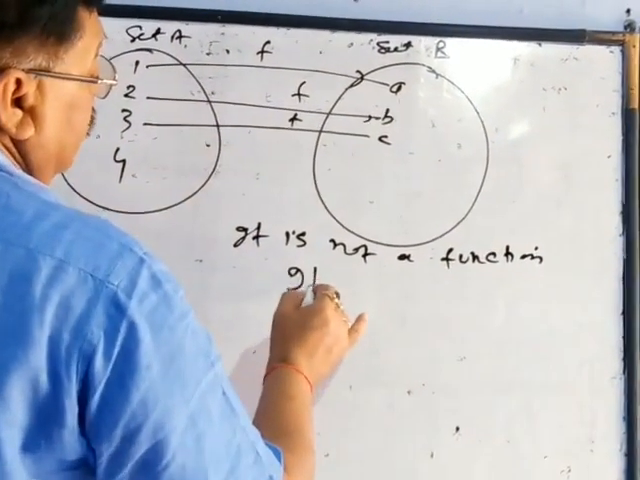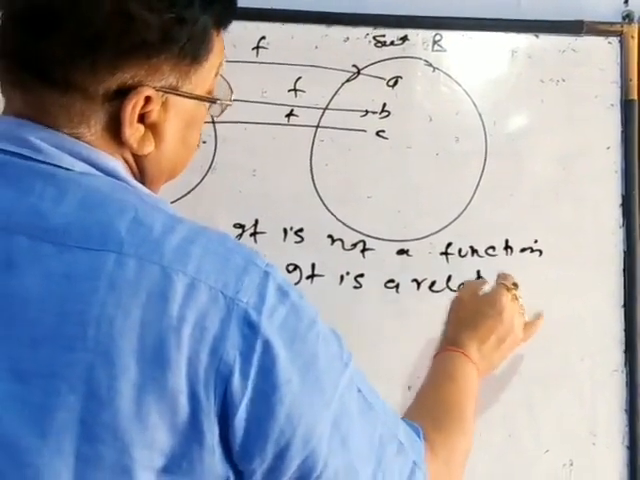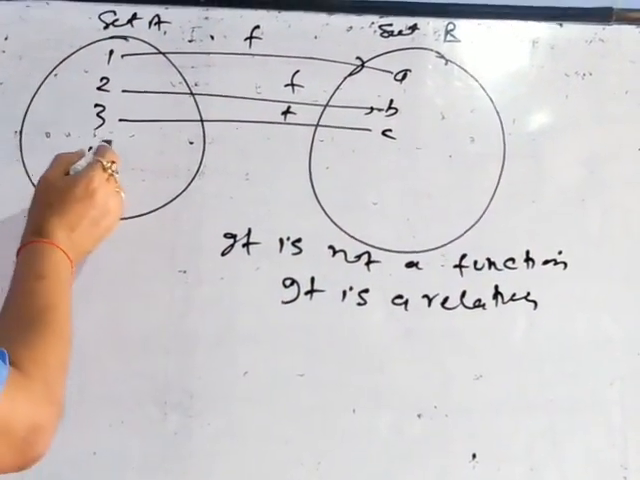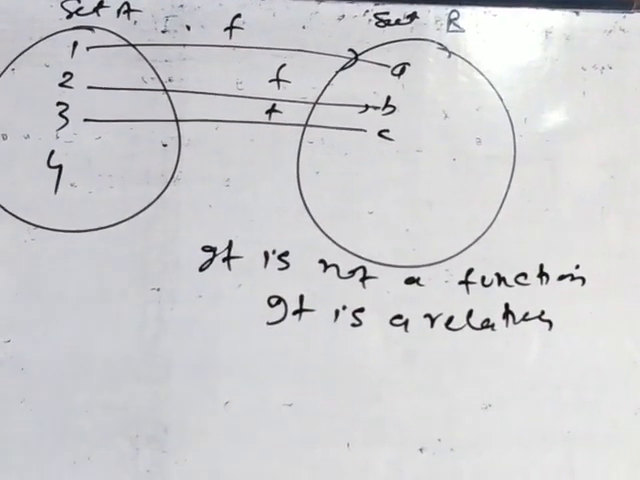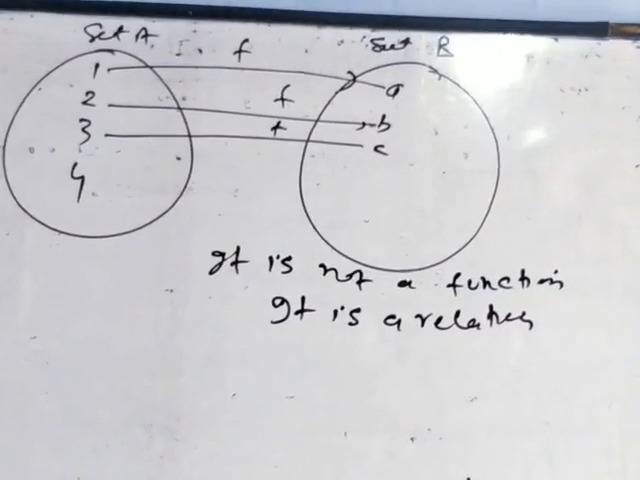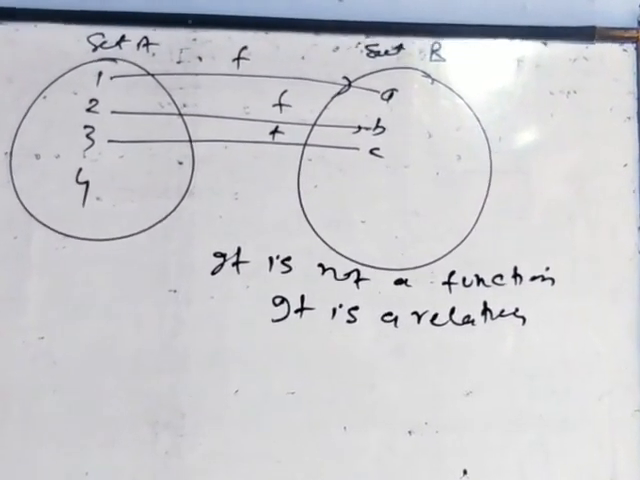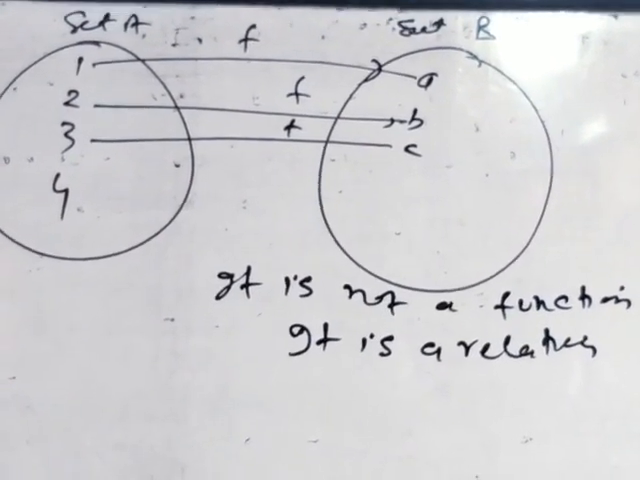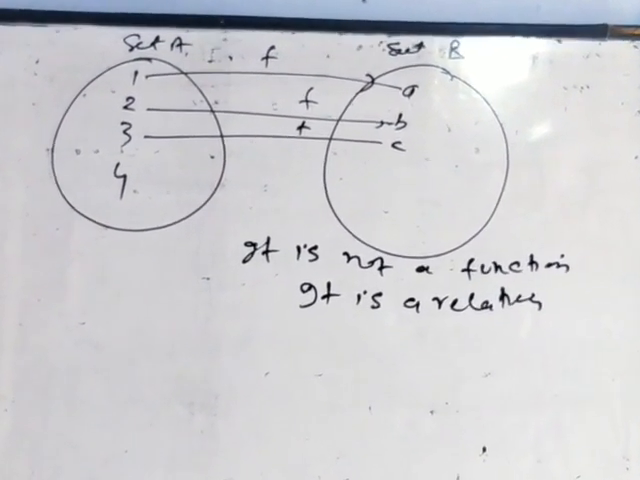It is a relation, because 4 is left. It is not associated with any element. So it is not a function. It is a relation. Students, every function is a relation, but every relation is not a function. Keep this in mind.